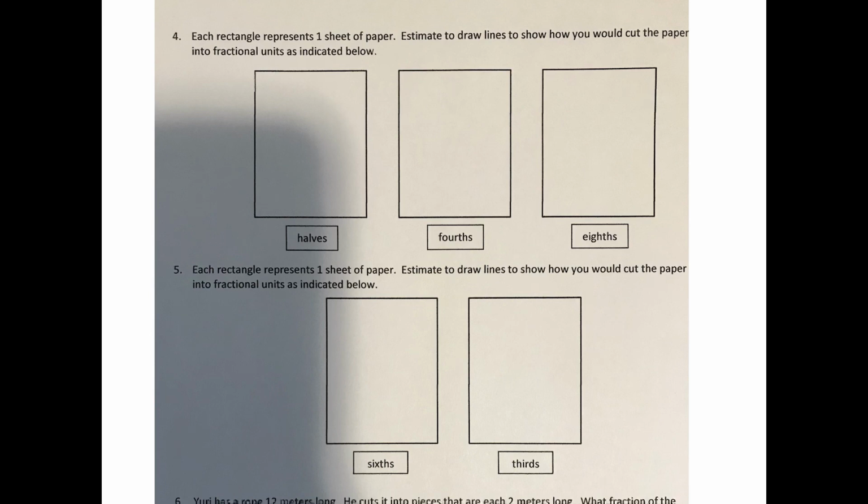And then the next one is number 5, each rectangle represents 1 sheet of paper. Estimate and draw lines to show how you would cut the paper into fractional units as indicated. So it's exactly like number 4.